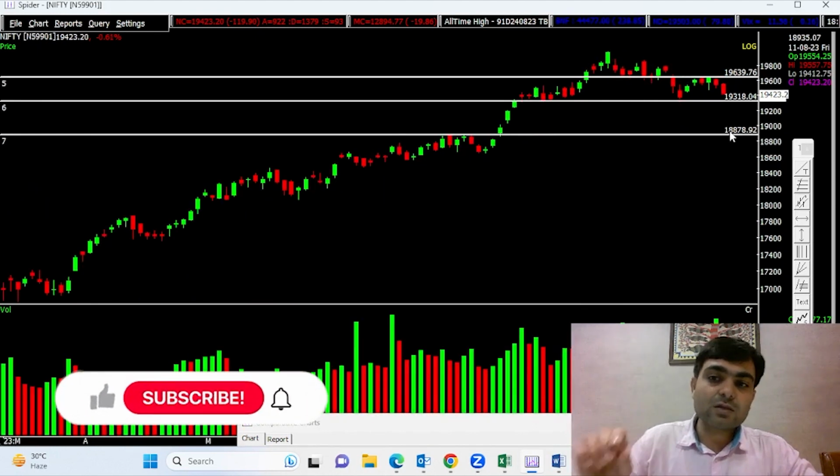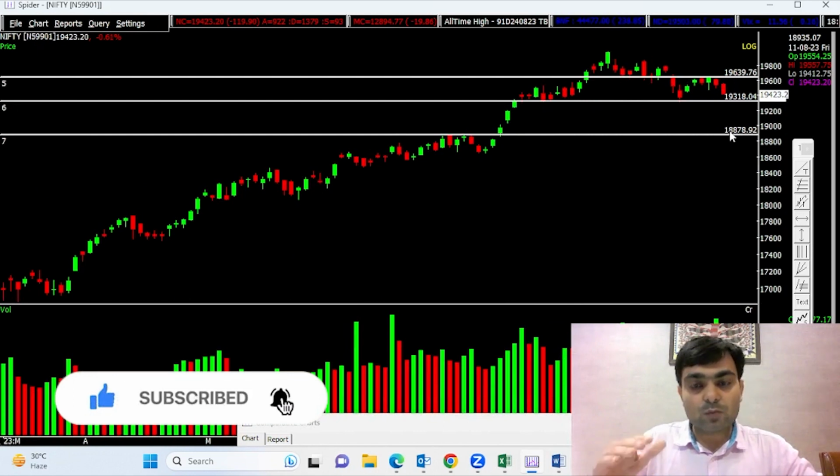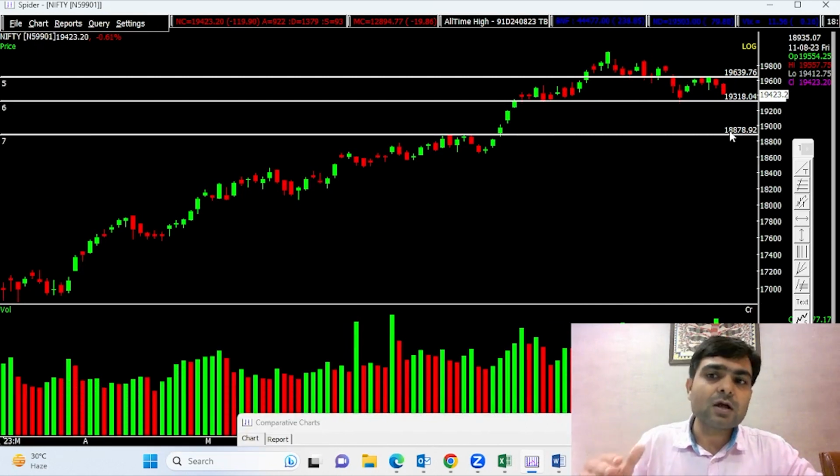So in a nutshell, the market is under pressure. 19,650 is the stop loss point for the bearish view. Above the 19,650 level, the market can have a turnaround. But as long as negative momentum continues, the very first support level is 19,300, and the next best support level is 18,800, 900 or so.